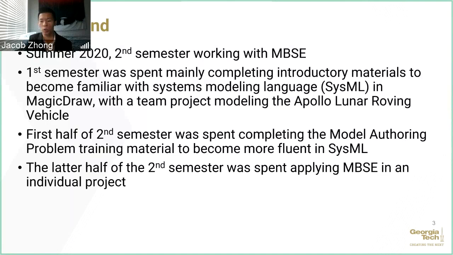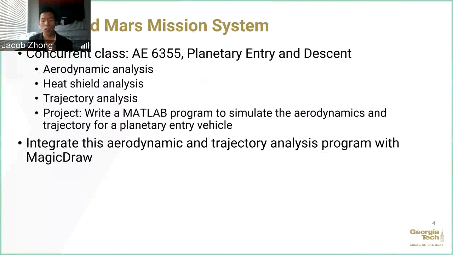The concept for the individual project was the unmanned Mars mission system. The idea came up since at the time I was concurrently taking AE6355, Planetary Entry and Descent. For that class, we had to do some work on aerodynamic heat shield and trajectory analysis. There was a final project which involved writing a MATLAB program to simulate the aerodynamics and trajectory for a planetary entry vehicle. Since I was working on that anyways, the idea was to integrate this aerodynamic and trajectory analysis program with MagicDraw and to create a model that encapsulated those aspects.